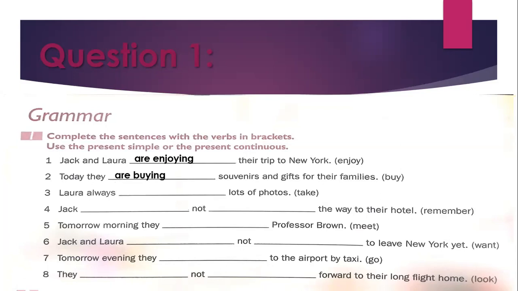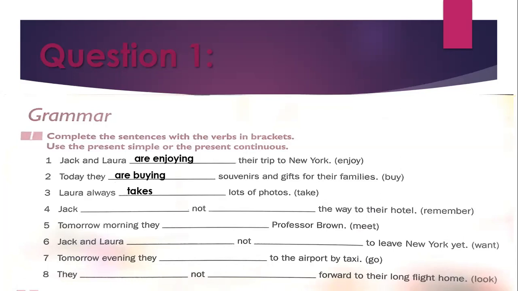Laura always lots of photos. We have the verb take. Always is adverb of frequency, okay? So with adverb of frequency like always, usually, sometimes, we use simple present, okay? Because here we are talking about habits or routine. So Laura always takes lots of photos.